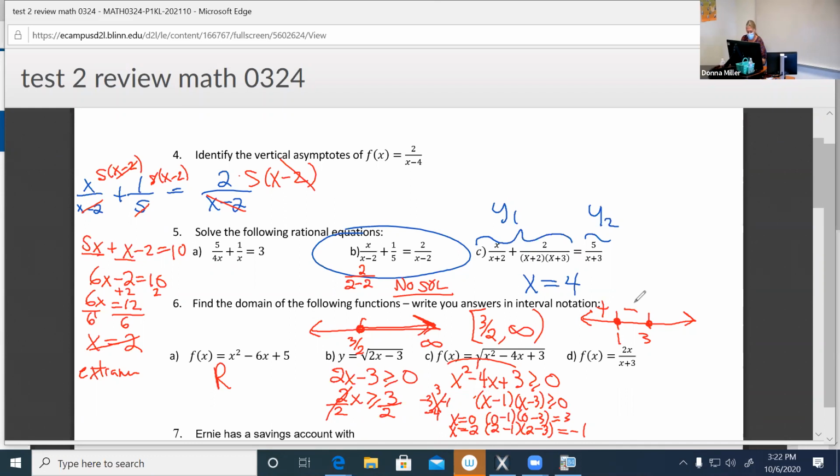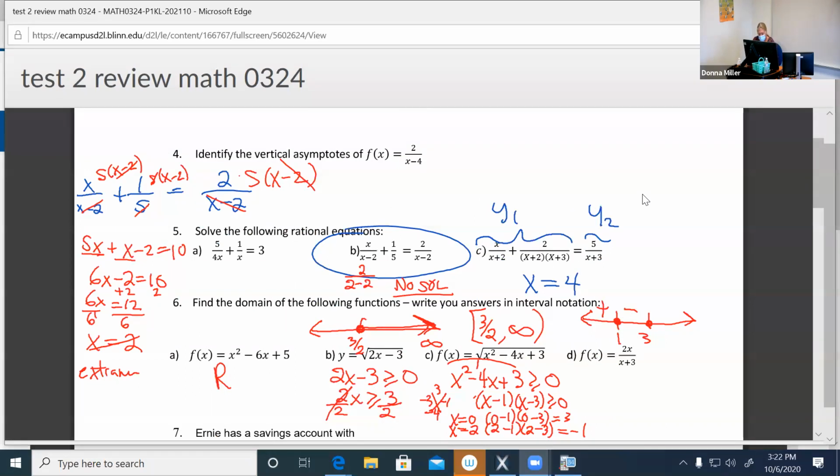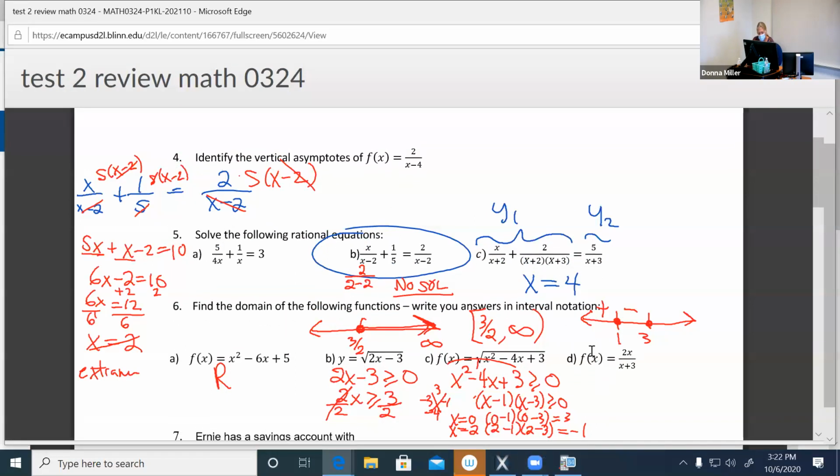And pick a number bigger than 3, whatever you'd like. I'll let x be 4. So if x is 4, it's going to be 4 minus 1, which is 3, times 4 minus 3, which is 1. It's going to be positive, right?